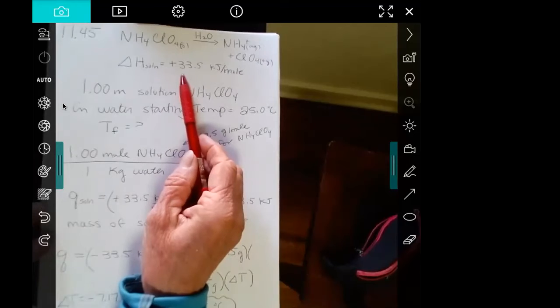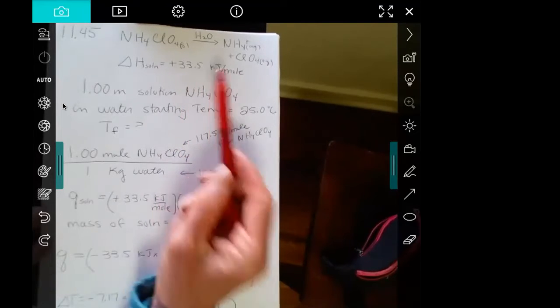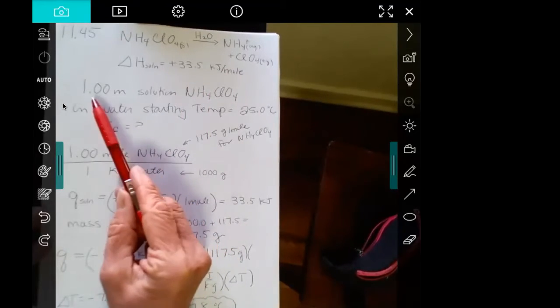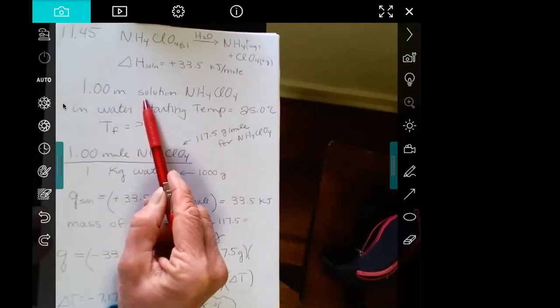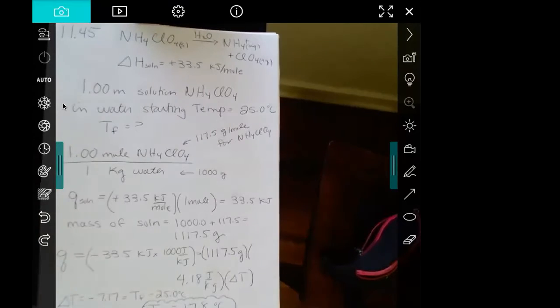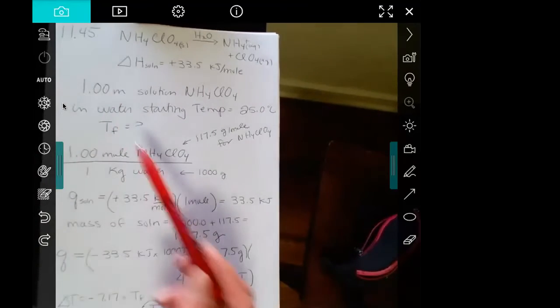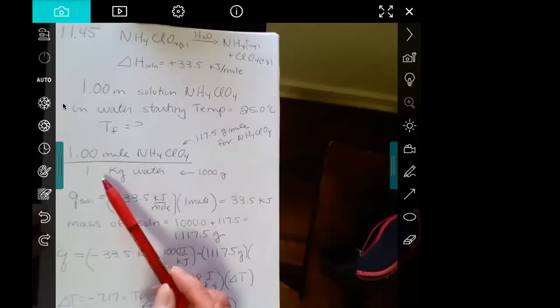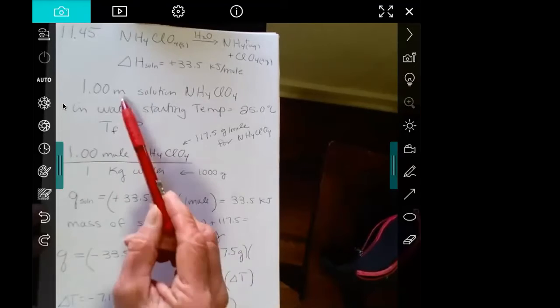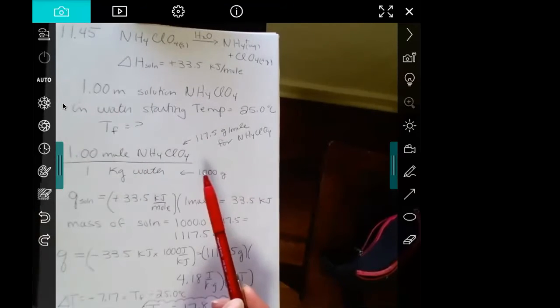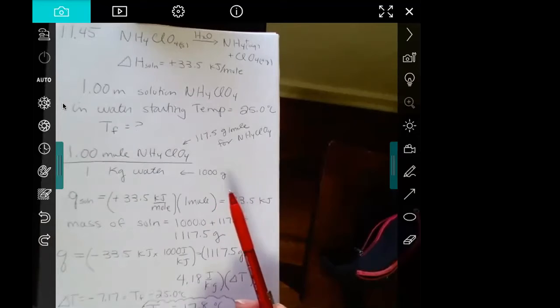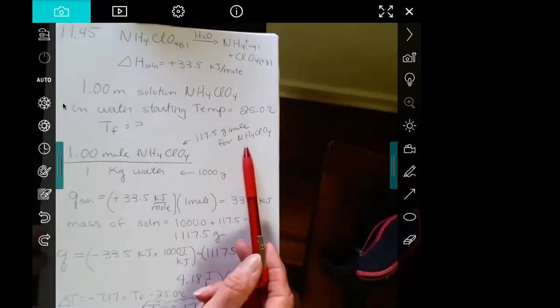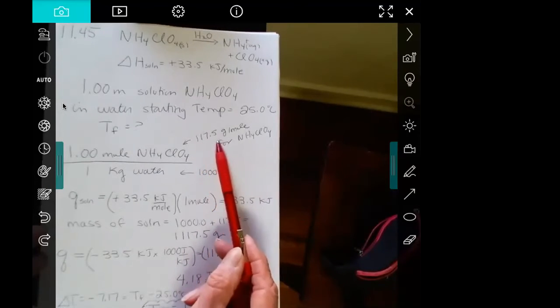delta H is plus 33.5 kilojoules per mole, and it asks us what would be the final temperature if we make a 1 molal solution of this compound in water, and the starting temperature of the solution is 25 degrees. So if we want to make a 1 molal solution, that means we want to make 1 mole of the ammonium perchlorate in 1 kilogram of water. That's a definition of molality. So I always like to put that in explicitly. So the molar mass for our compound is 117.5.